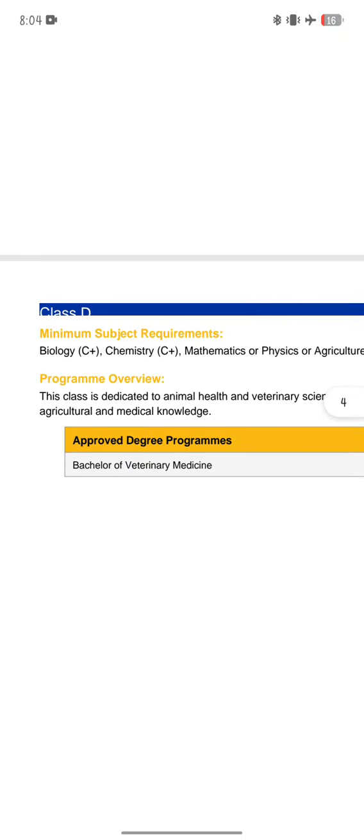Class D is just one course, Bachelor of Veterinary Medicine, and the subject requirements are biology C+, chemistry C+, and mathematics or physics or agriculture C+, either of those three. So the requirements are biology C+, chemistry C+, mathematics or physics or agriculture C+.